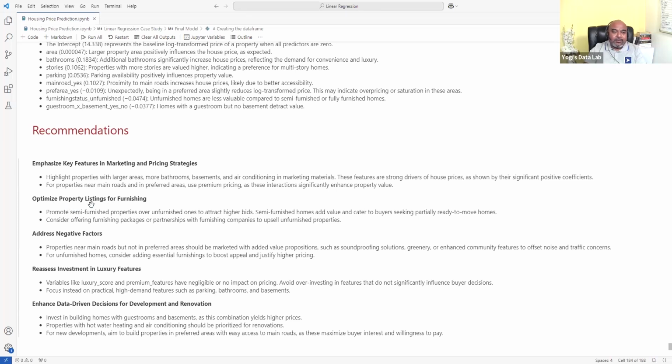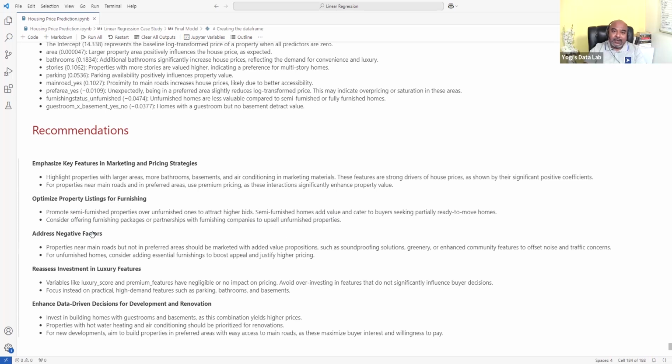Then the other one is optimize property listing for furnishing. So I can say promote semi-furnished properties over unfurnished ones to attract higher bids. Semi-furnished homes add value and cater to buyers seeking partially ready-to-move homes. And consider offering furnishing packages or partnerships with furnishing companies to upsell unfurnished properties.